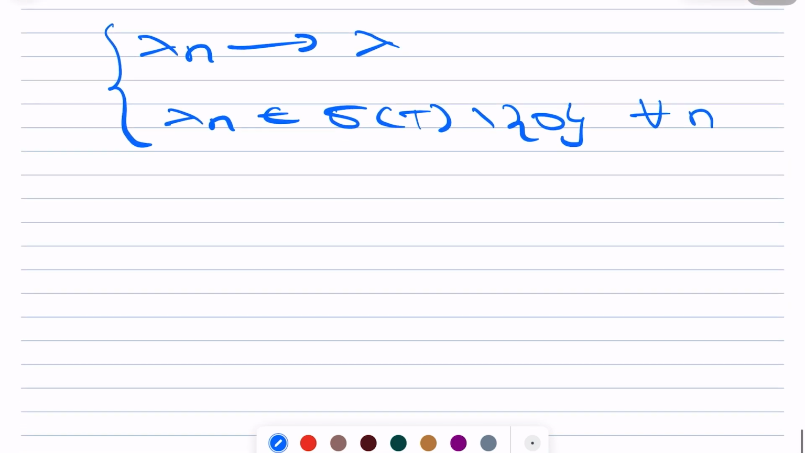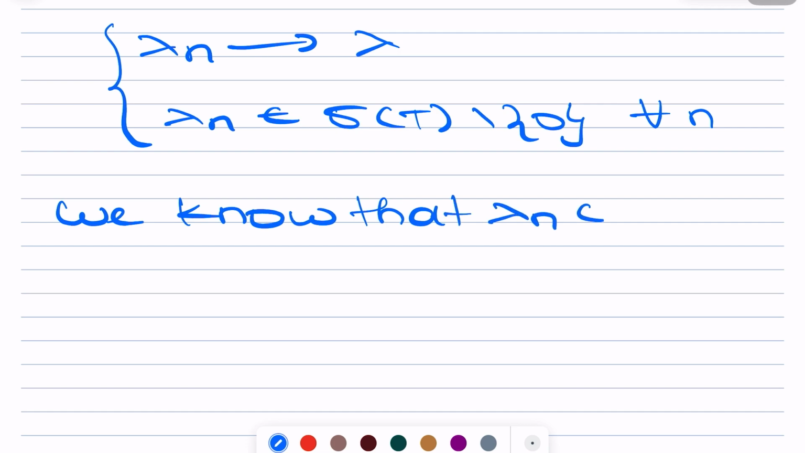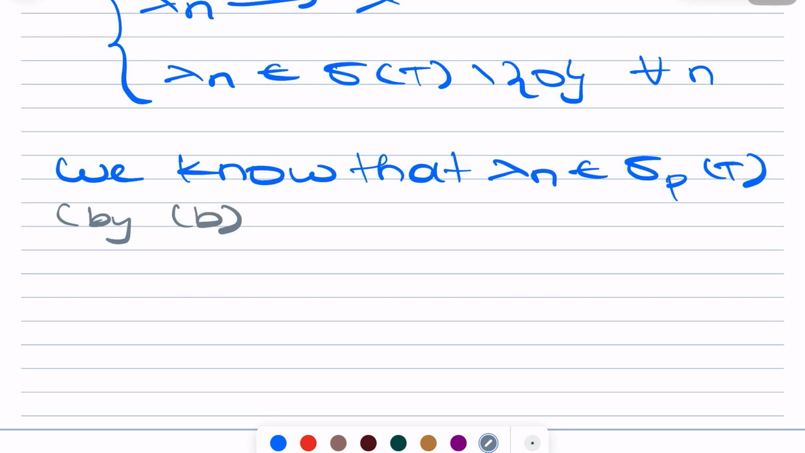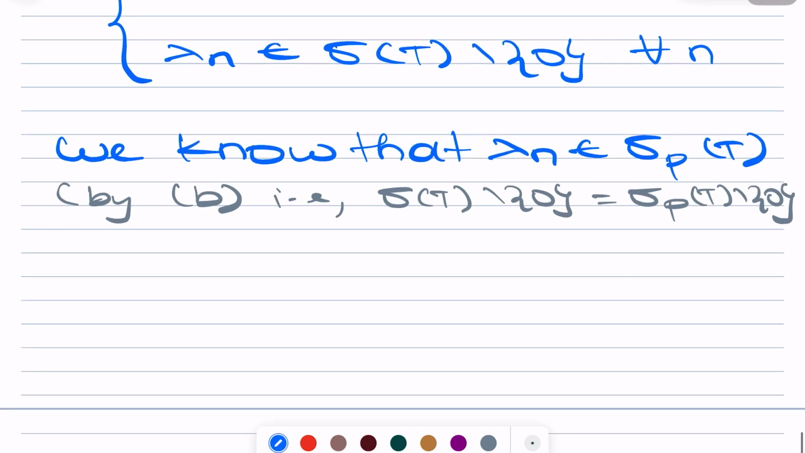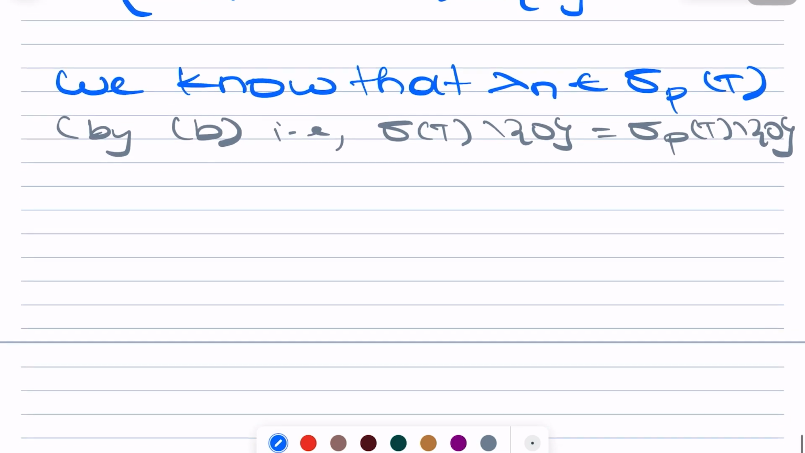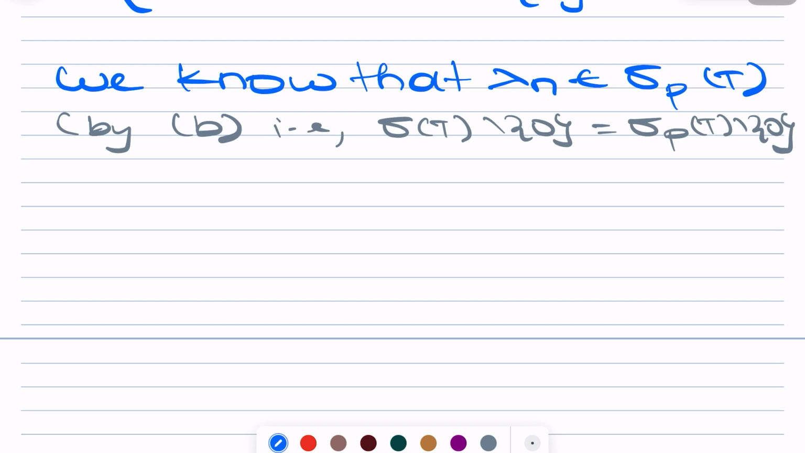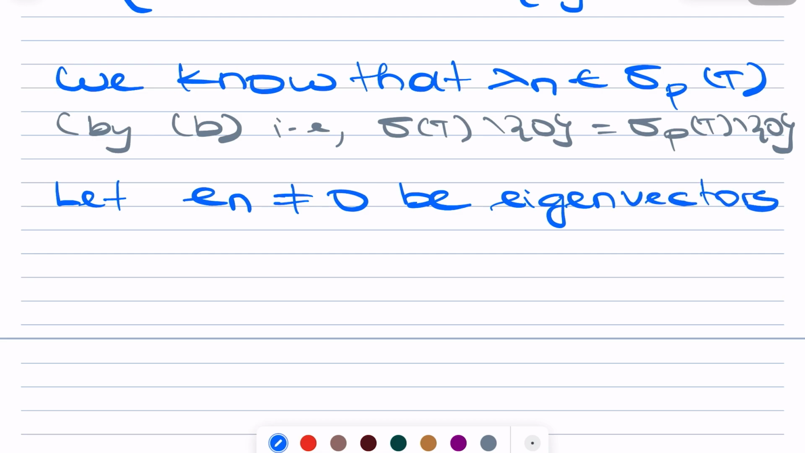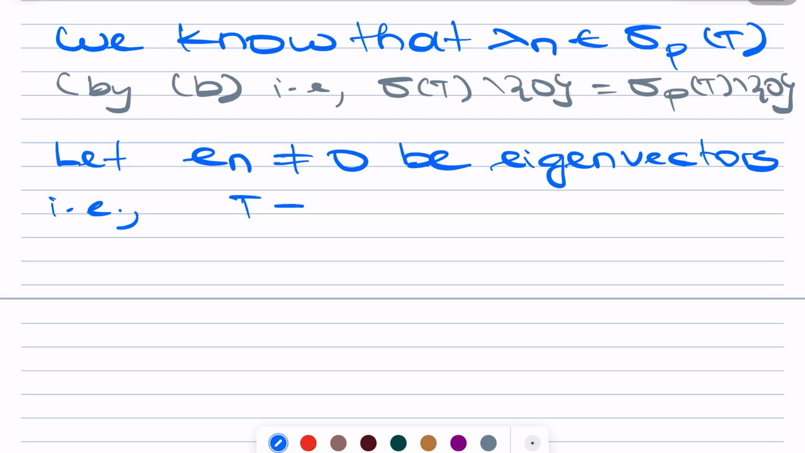So we know that lambda n is actually in the point spectrum of T, right? This is actually by assertion B that we proved. We proved that the spectrum of T minus 0 is exactly the point spectrum of T minus 0. So the lambda n are all eigenvalues, so there exist corresponding eigenvectors. So let e_n, different from zero, be eigenvectors, that means that T minus lambda n e_n is equal to zero.